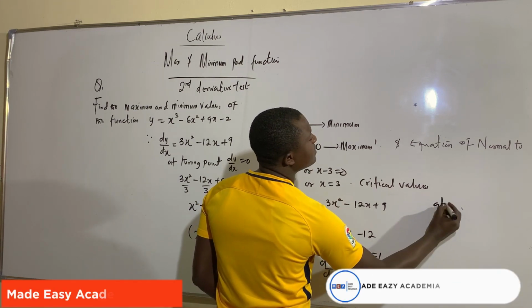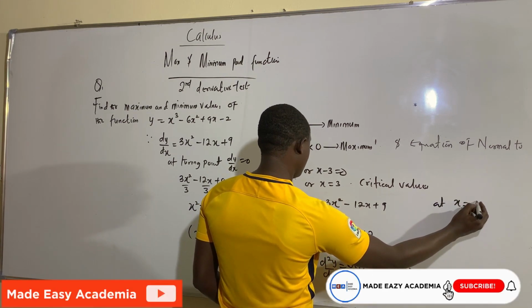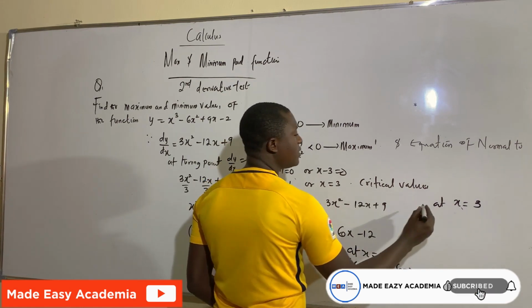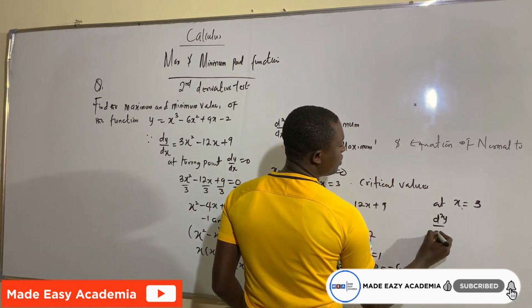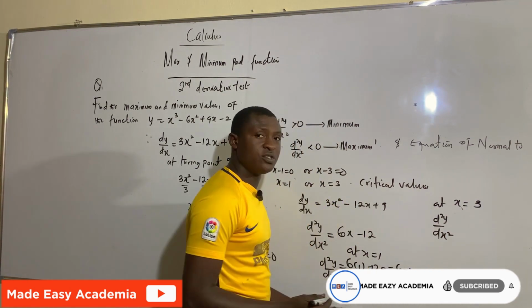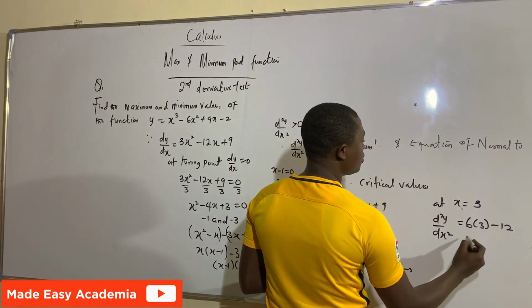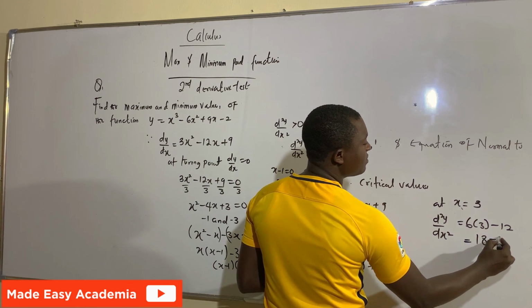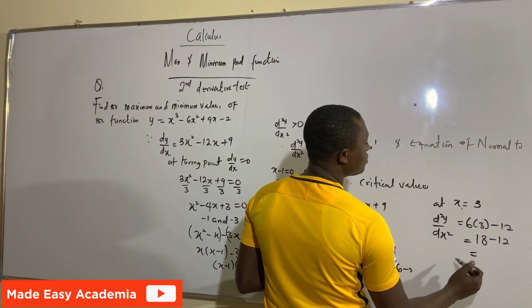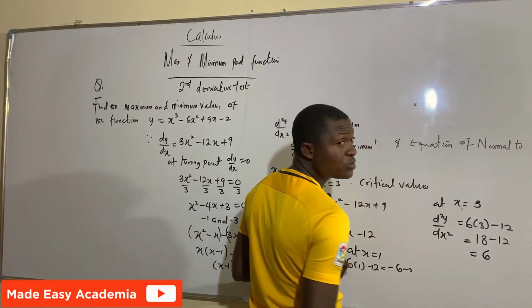Then the second one at x is equal to 3. So if I go back there, we have d squared y over dx squared, x is equal to 3 now. We have 6 bracket of 3 minus 12. So 6 times 3, we have 18 minus 12. We are going to have 6.